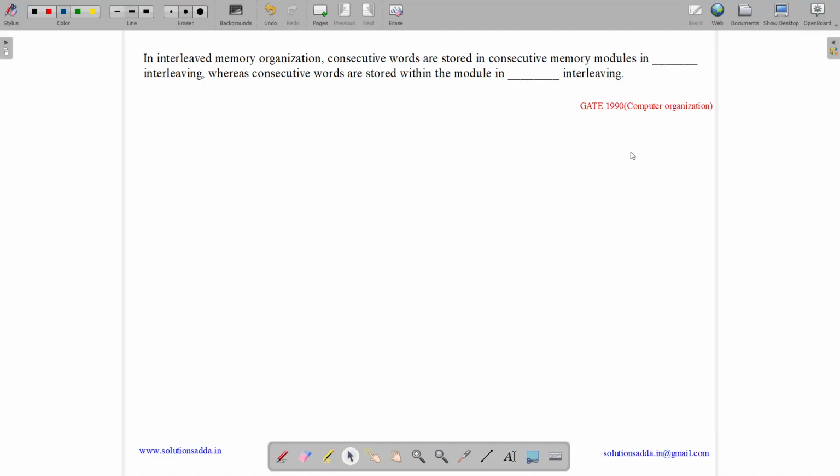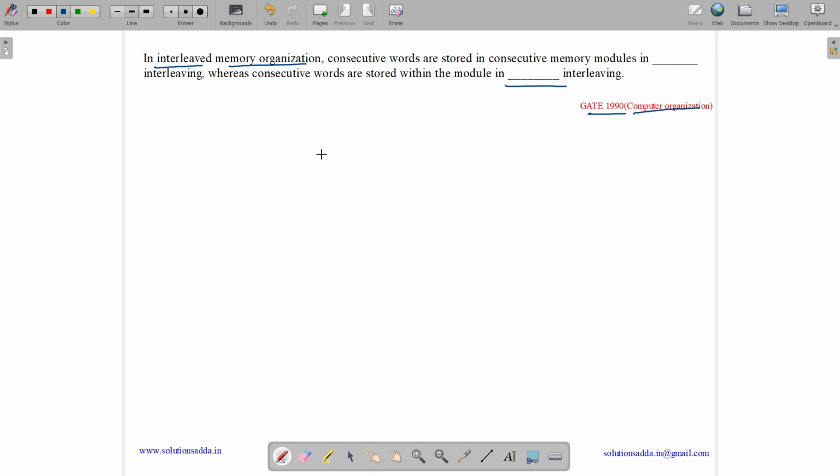This question belongs to computer organization subject and the topic name is memory organization. It was asked in GATE 1990. So the question states, in interleaved memory organization, consecutive words are stored in consecutive memory modules in which interleaving, whereas consecutive words are stored within the module in which interleaving. So let me first tell you what an interleaved memory organization means.